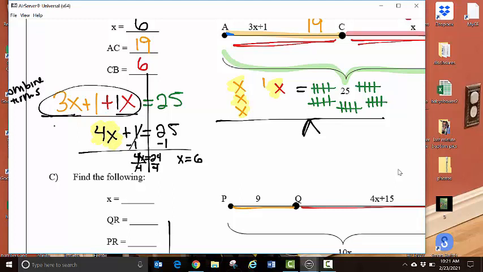Now, how could we get the x's by itself? Well, it says minus 1. So what if I subtract this guy and one of these guys? Well, now I just have the 4 x's and 24 of those pieces. Okay, now, how could I get x's by itself? It says divide by 4.